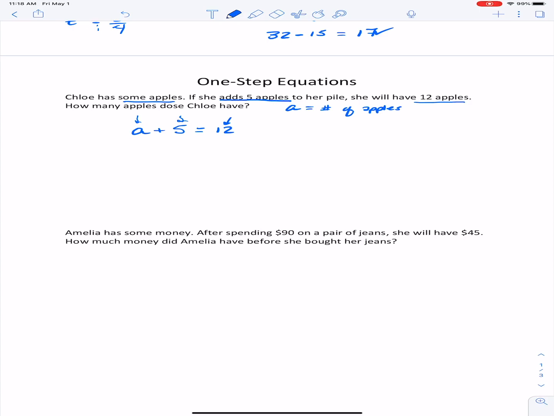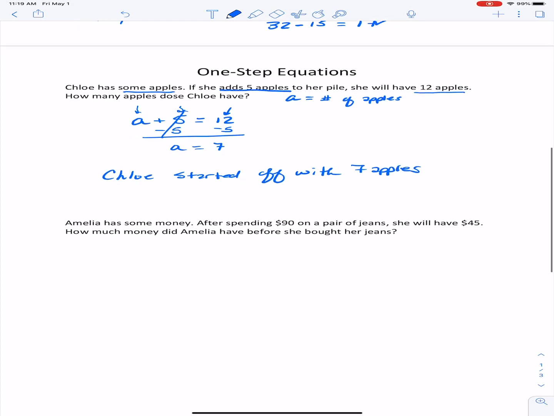So now I need to solve it. The inverse of positive 5 is negative 5. So I now have A equals 7. So Chloe started off with 7 apples.